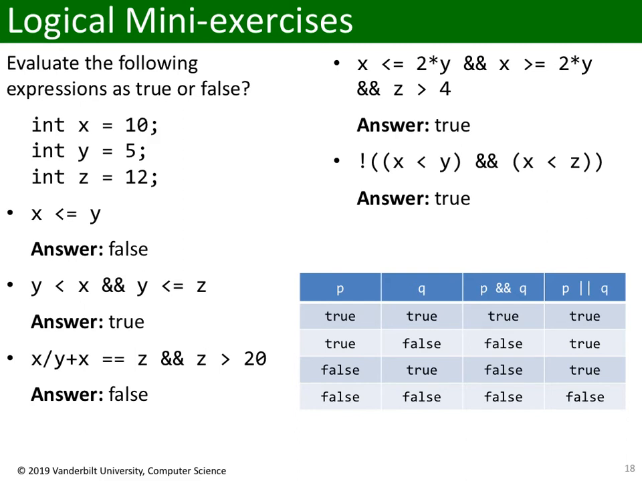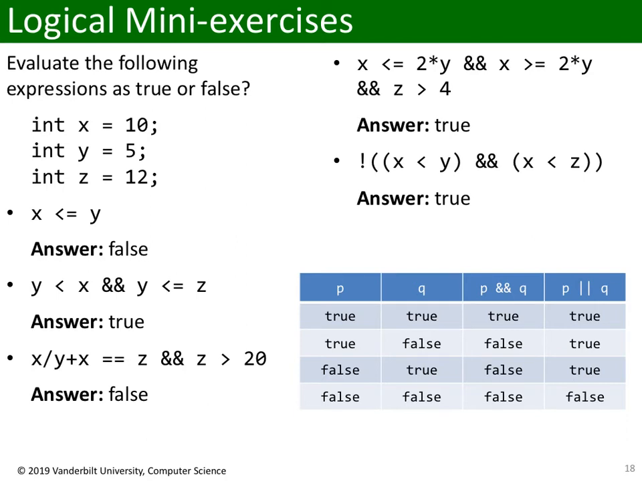So obviously 10 is less than or equal to 5 would be false. Y is less than 10, so in this case y is 5, so 5 is less than 10 would be true, and 5 is less than or equal to 12 would be true, so these two ANDed together would also be true.